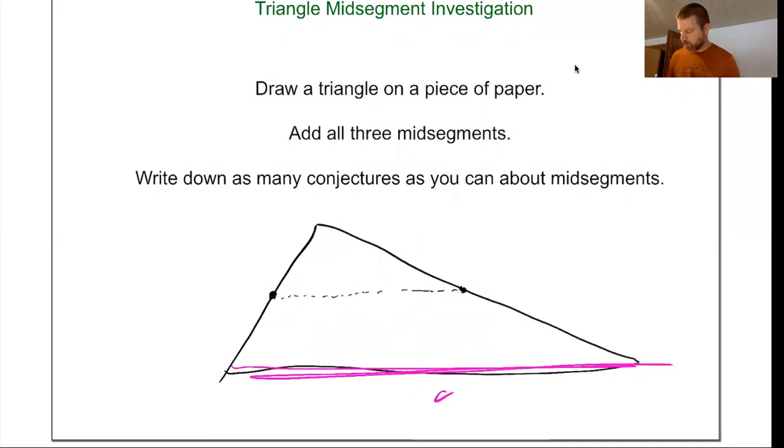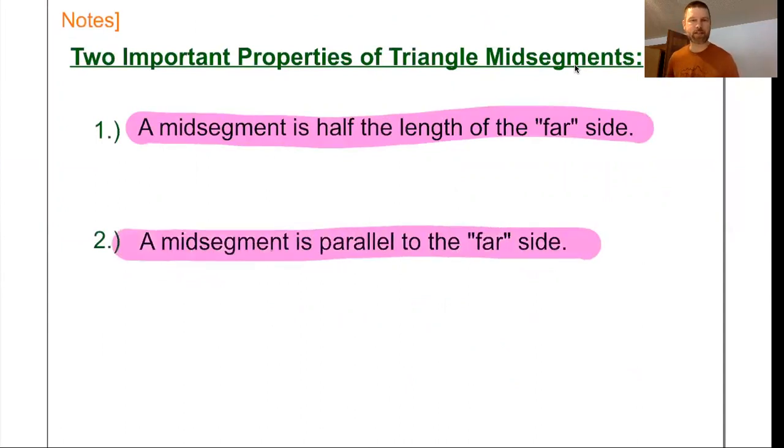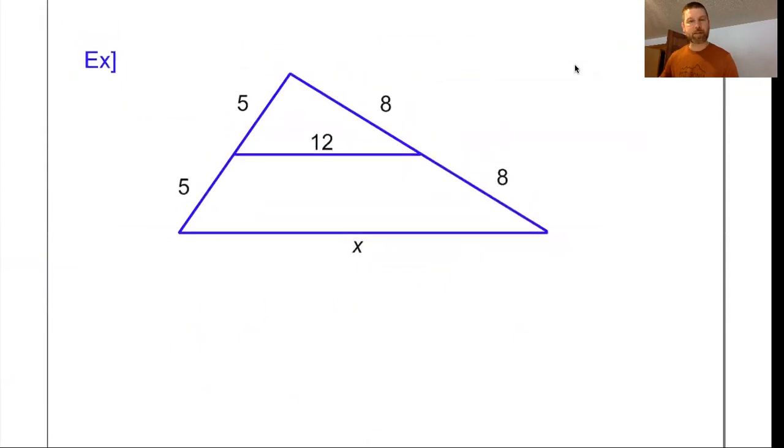So 2 main properties of triangle midsegments. A midsegment is half the length of the far side, and a midsegment is parallel to the far side. You should probably pause this video and write those 2 down. If you have those 2 things true about midsegments, the homework's not going to be a problem. All right, a couple examples.